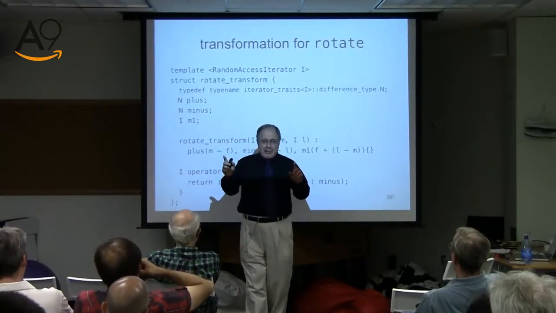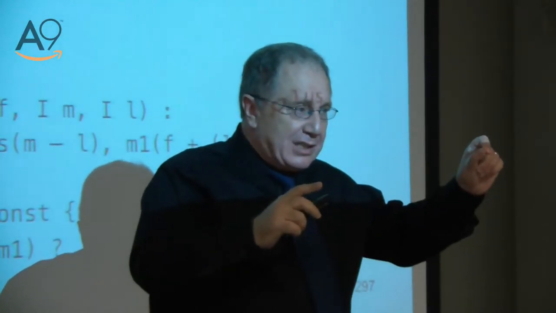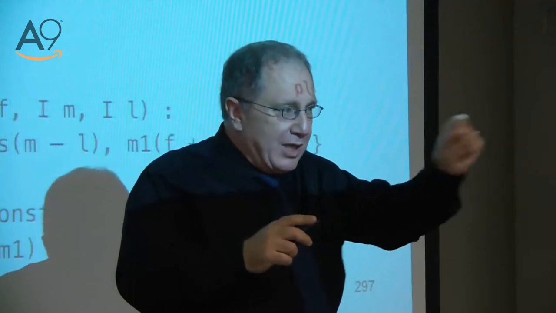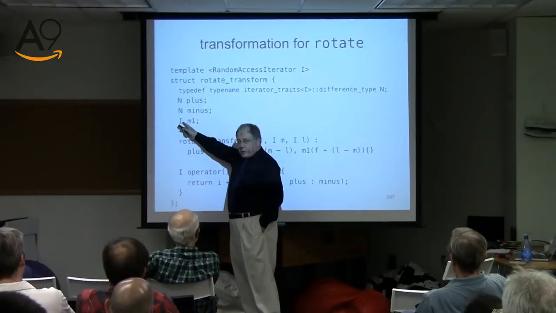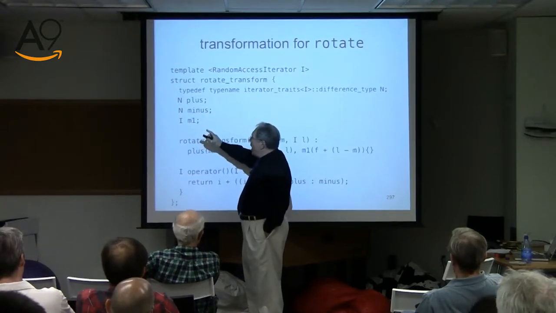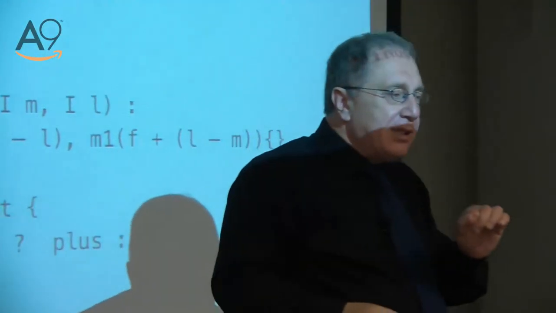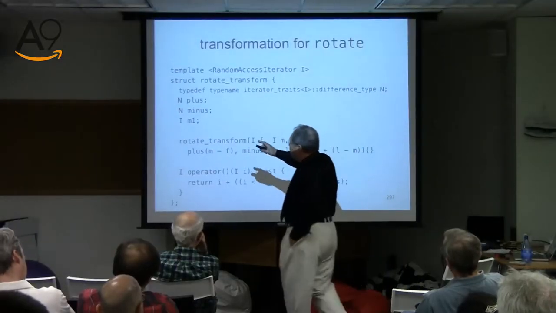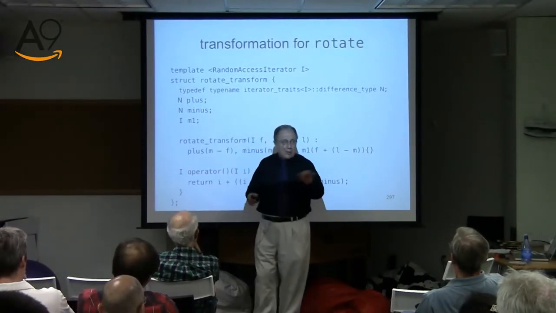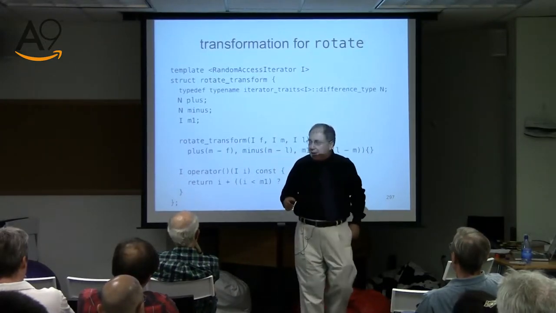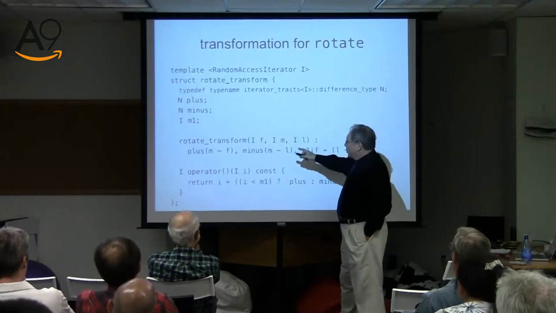It has M1. That M1, remember, is the thing where the element with index 0 goes, the new middle. We compute him and store him in M1. And then there are two numbers, minus and plus. When you do rotate, sometimes you go forward, sometimes you go backward. If you don't fit the rotation, then you actually go backwards. So I pre-compute what is the forward and what is the backward move and keep them there, so that I do it when I do construction.